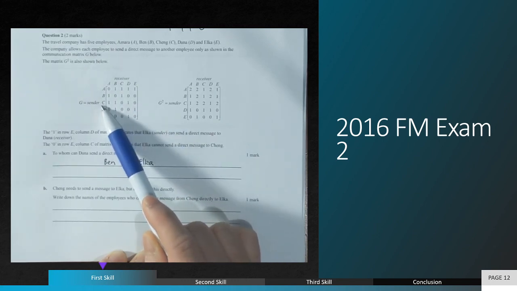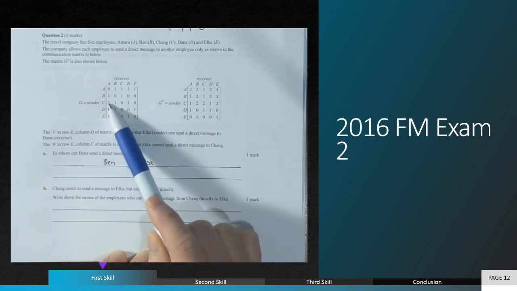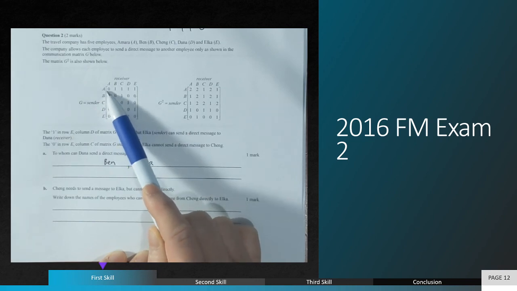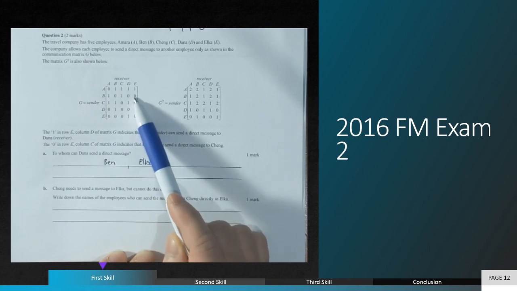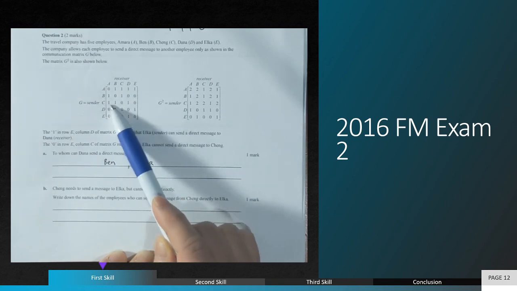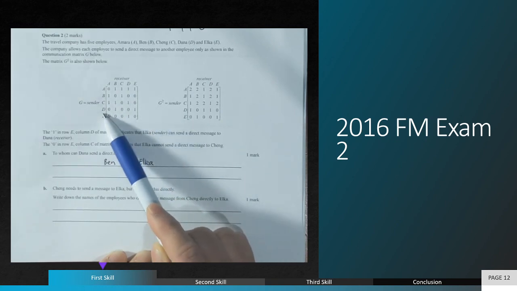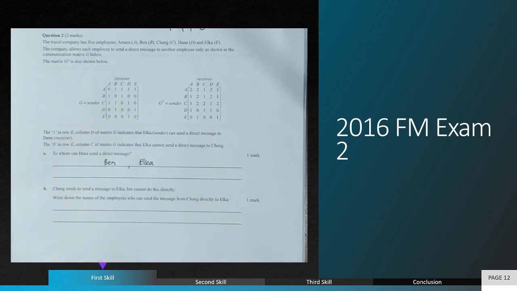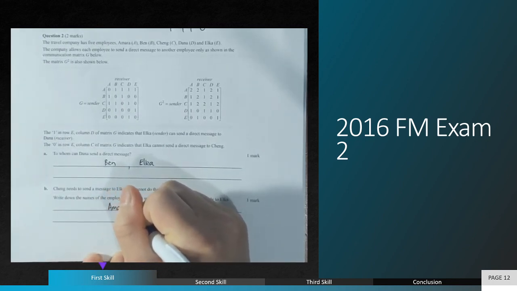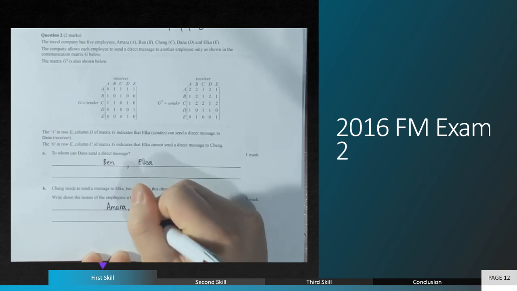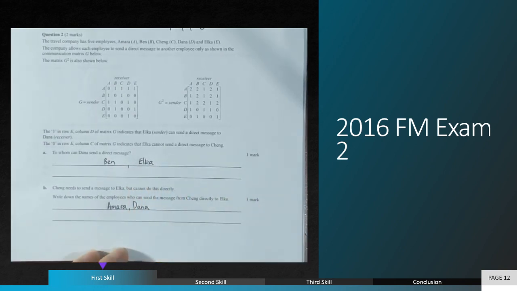So let's have a look at who Chen can send it to. Chen can send it to Amara, who can send it to Elka. Chen can send it to Ben, but Ben cannot send it to Elka. And Chen can send it to Dana, who can send it to Elka. So in terms of this question, Chen would need to send a message to Amara or Dana for it to be sent to Elka. And that's all. Thank you very much.